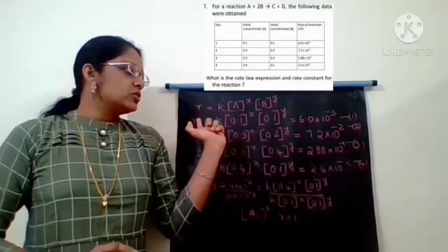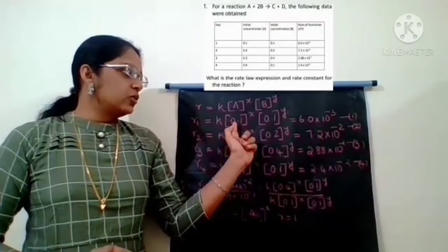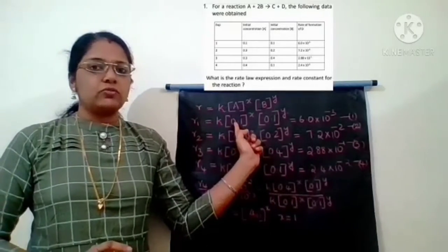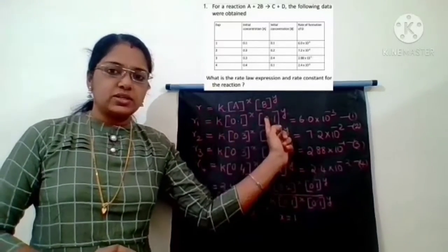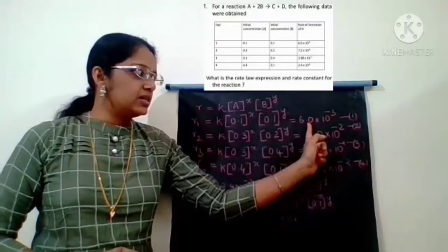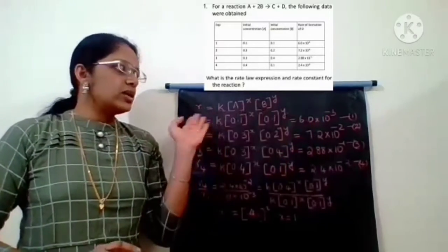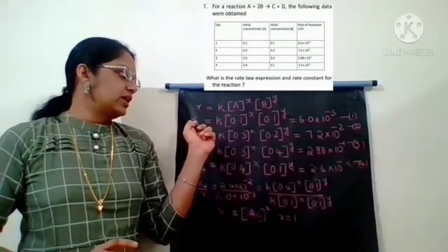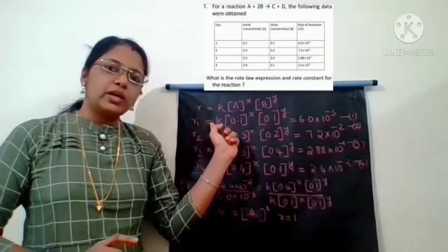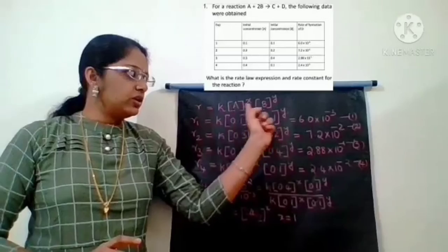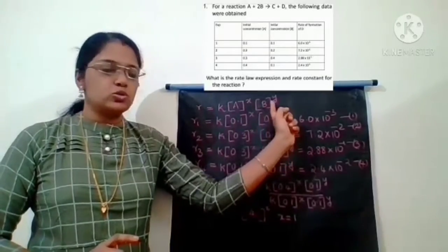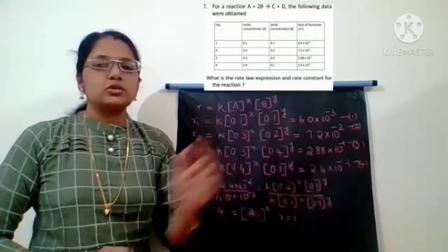So for the first experiment, we are taking the concentration of A as 0.1 and the concentration of B as 0.1, and at that time the rate is obtained as 6 into 10 raised to minus 3. So the rate law expression for the first experiment, you can write it as R1 is equal to K into 0.1 raised to X into 0.1 raised to Y is equal to 6 into 10 raised to minus 3.